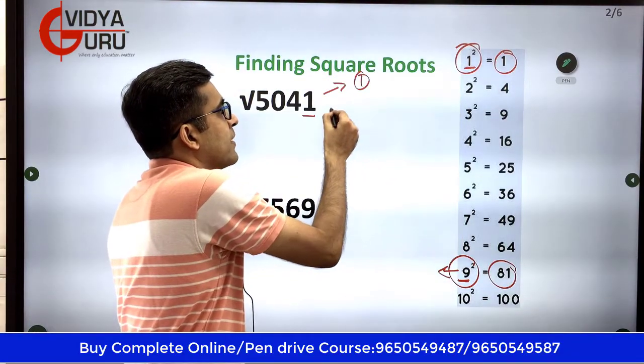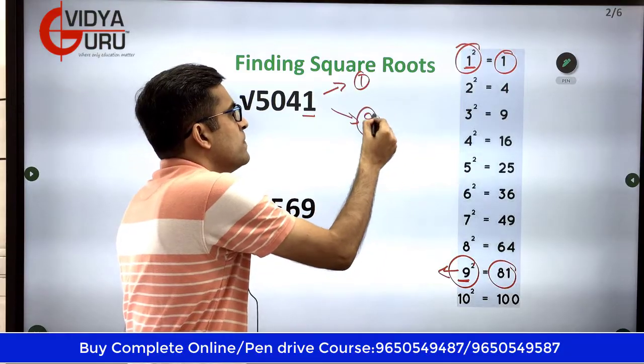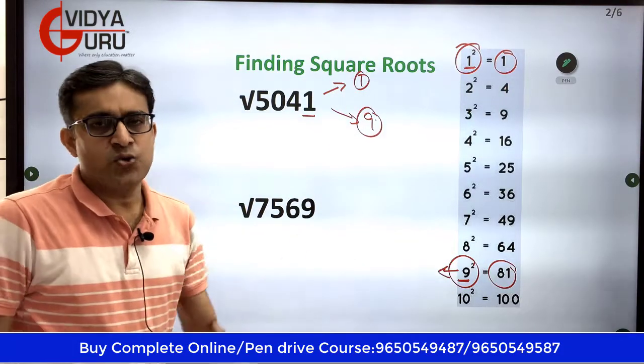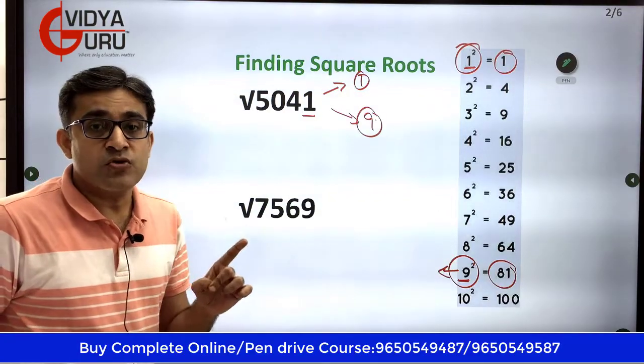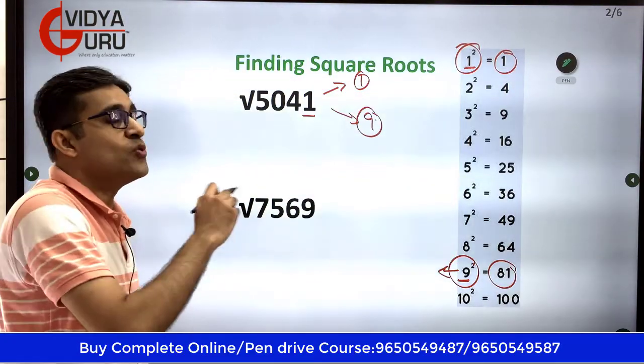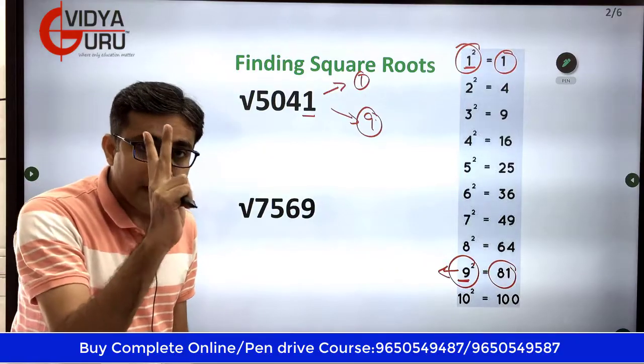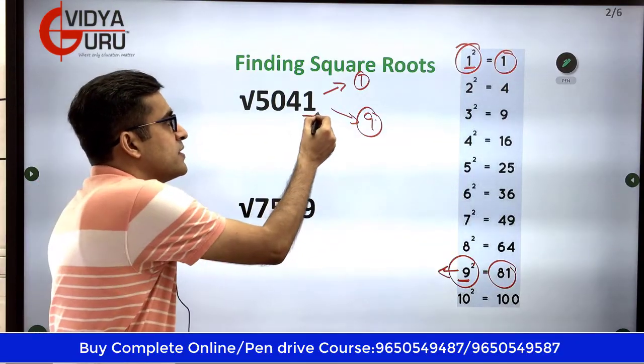I'm going to write 1 and I'm going to write 9. These are the two possibilities of the units digit. And now whenever you are finding the square root, students, you have to make pairs of 2. You have to make pairs of 2 starting from the right.